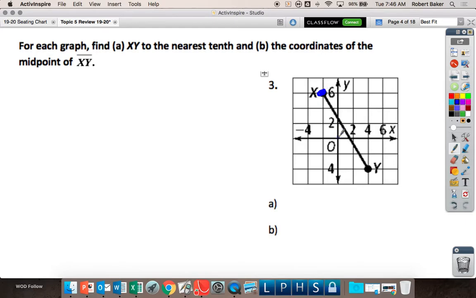So if you start at the origin, you go negative 2 back and positive 2, 4, 6 up. X is at the location (-2, 6). Y is at the location over 4, down 4, because this graph is counting by 2's. So I'm going to do the exact same thing I did on the first two problems. I'm going to use the distance formula to find the length of x and y.